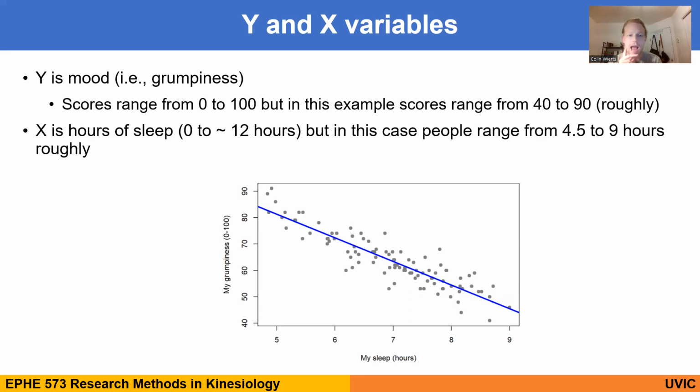And then X is hours of sleep. So that might technically range from a minimum of 0 hours to 12 hours. In our data set, maybe we have people that only sleep between 4.5 and 9 hours. And again, we're thinking about our range of data and where we can draw our conclusions from. You'll also notice in your own data that there are parts of your variables where there's not a lot of responses, or people just don't score as frequently in those areas. So it's important to consider where the limits are in our statistical models in terms of how far we can draw our inferences.